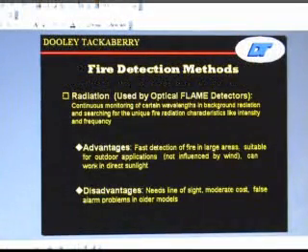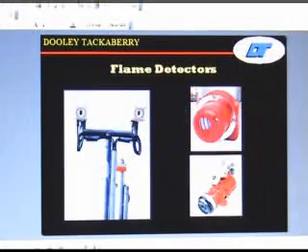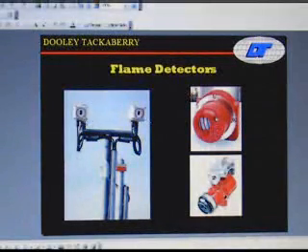Radiation, that's your flame detectors. Advantages: fast detection of fire in large areas, suitable for outdoor application. We put flame detectors everywhere in our modules. Disadvantages: need line of sight, moderate cost, false alarm problem in older models. Here are the typical flame detectors.